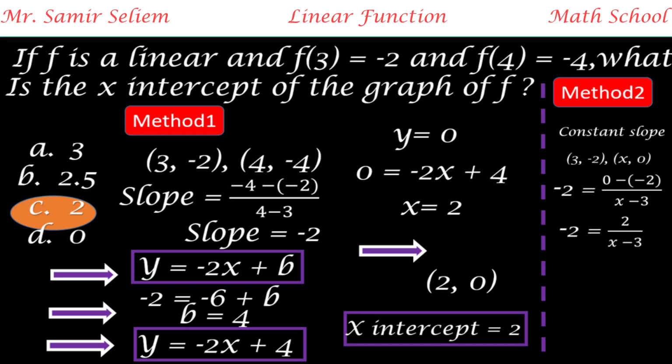So we have 0 minus negative 2 over x minus 3. We get an equation, just cross products here. It will be negative 2x plus 6 equals 2. We can find x equals 2. So the x-intercept is 2. It's easy to find it. It's easy to solve this equation, by the way.